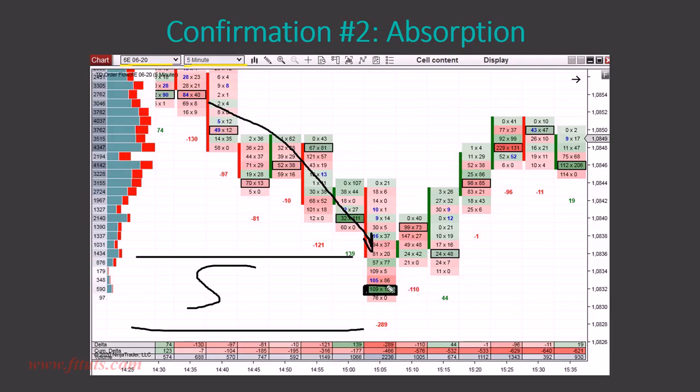They start buying and the sellers are not able to push the price lower because the buyers are buying at this price level. They're holding it, absorbing all the selling pressure, and when the sellers run out of fuel, the price simply turns and goes upwards. Alright, so this is the absorption.